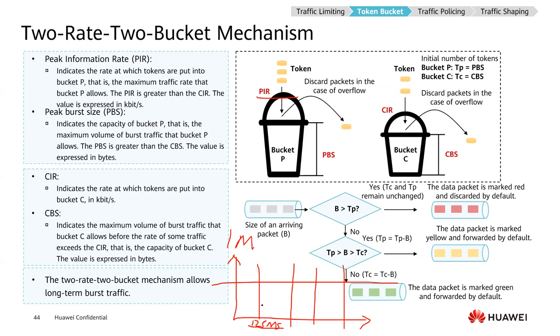If we set the PIR, for example, to 1 megabit per second, in the first time slot it will be 125K. This is the size for the bucket. Also, if we use the two rate two bucket, the PIR and CIR can be set separately, and the sizes also can be set separately.